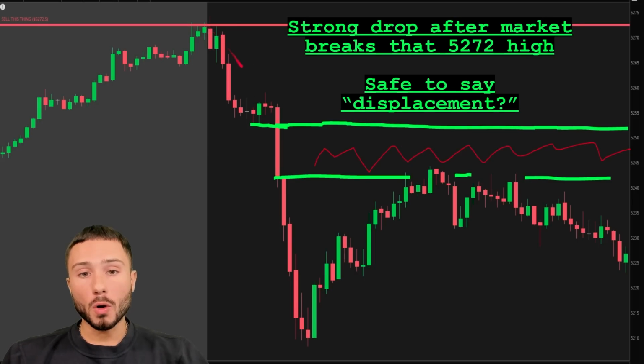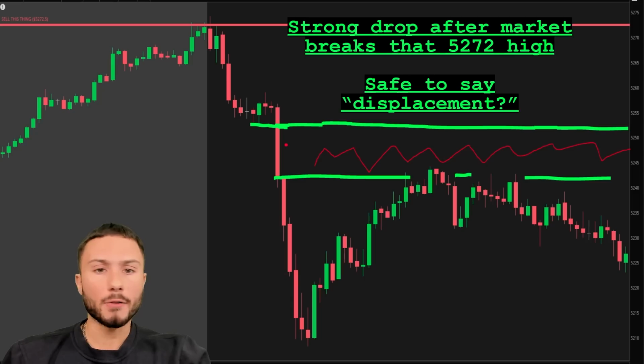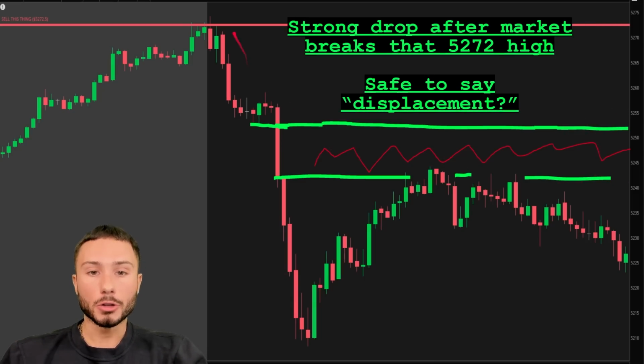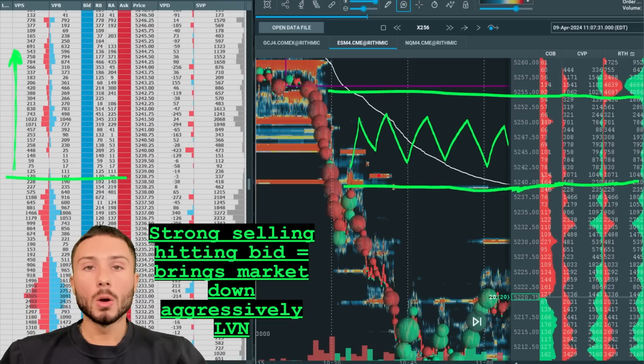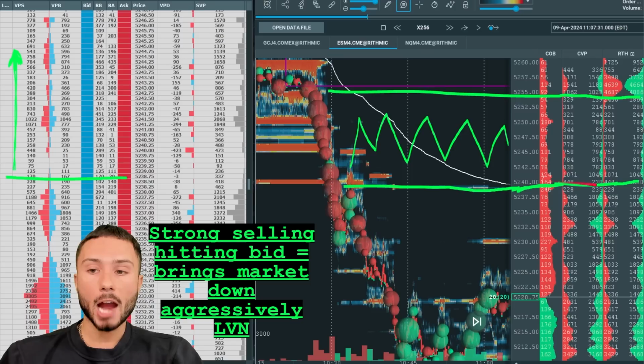So after this strong drop to the downside, is it safe to say that there is a displacement or a fair value gap that formed here around 52.40 to 52.55? Strong drop down, strong aggressive body candles to the downside, indicating that there are strong aggressive sellers disagreeing with the market being there. What this looks like on the volume patterns is, as the market's aggressively selling off, we could see large red bubbles indicating really large aggressive selling. On the profile, we can see an area of low volume at 52.40, 52.55.